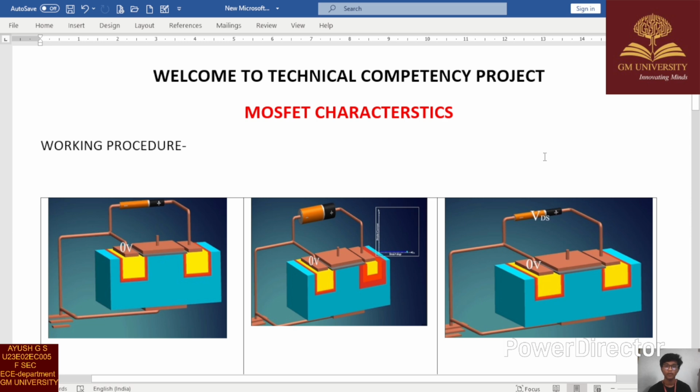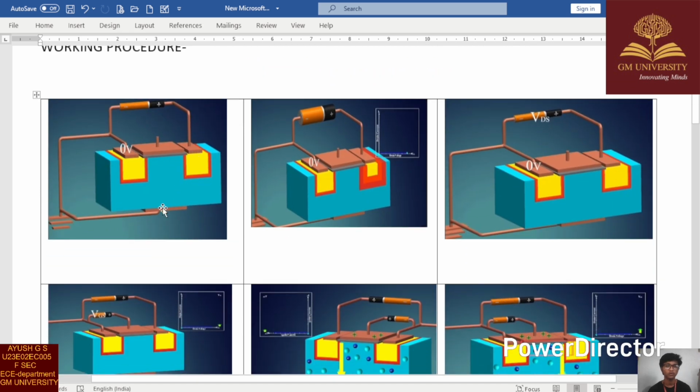Welcome to the Technical Competency project. My topic is MOSFET characteristics. A MOSFET is nothing but a voltage controlled device. Here we considered an N-channel MOSFET and we are discussing the working procedure. So this is the structure of a MOSFET where the S, G, D junctions are present.